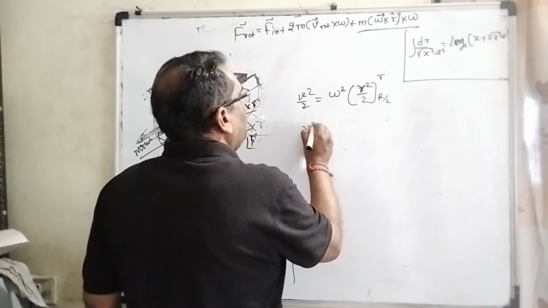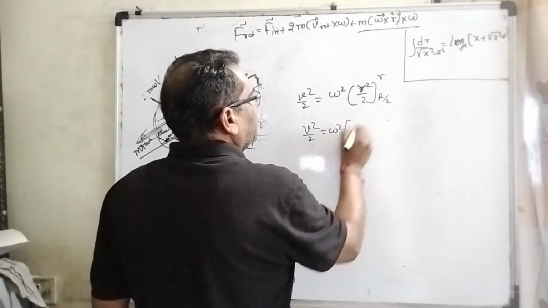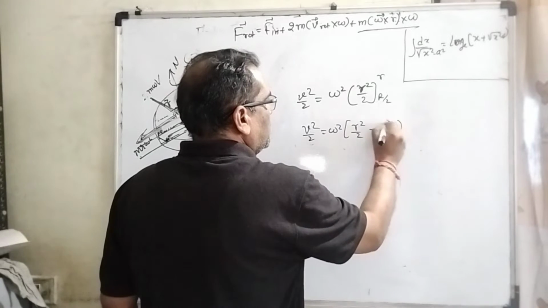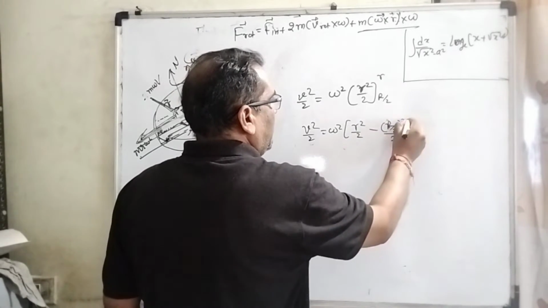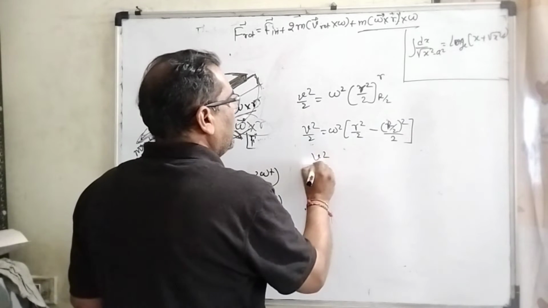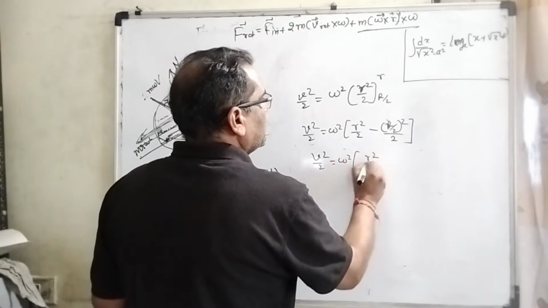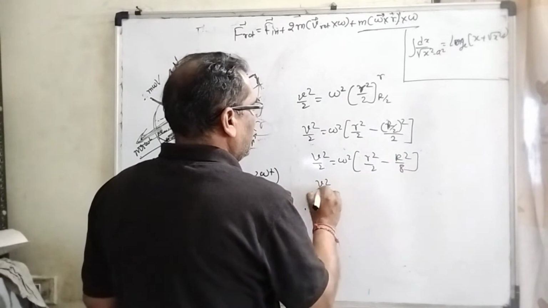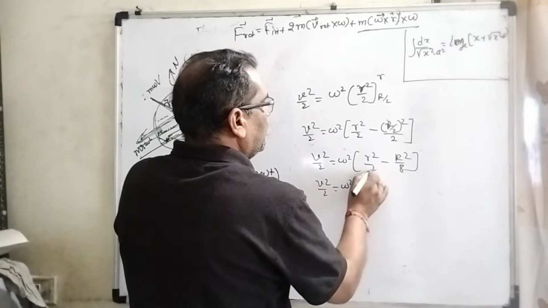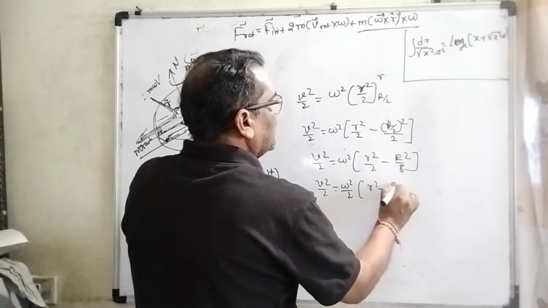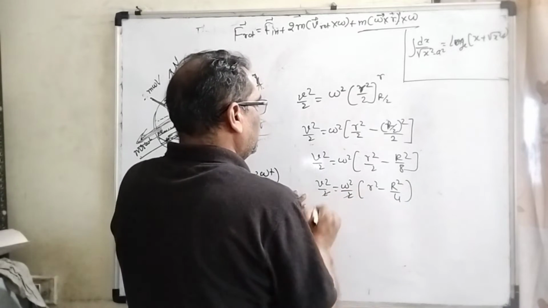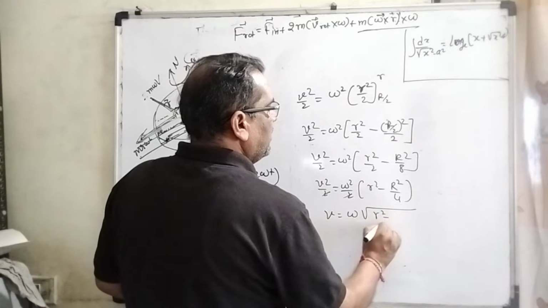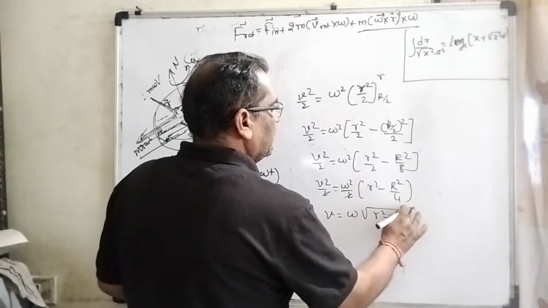Now substitute this value: v square by 2 equals omega square into r square by 2 minus R by 2 whole square by 2. Then v square by 2 equals omega square, taking 2 common, r square minus capital R square by 4. The 2 cancels out, and v can be written as omega root r square minus capital R square by 4.